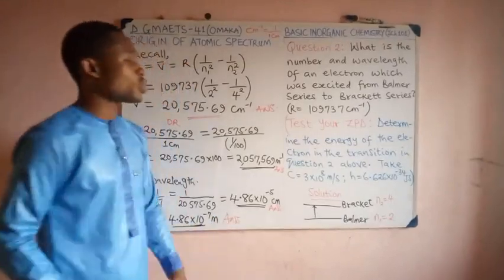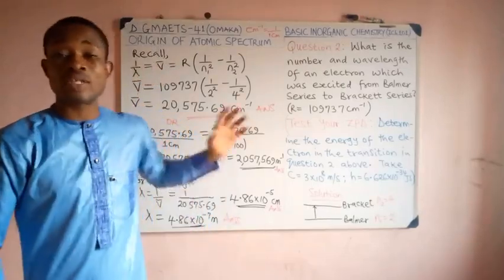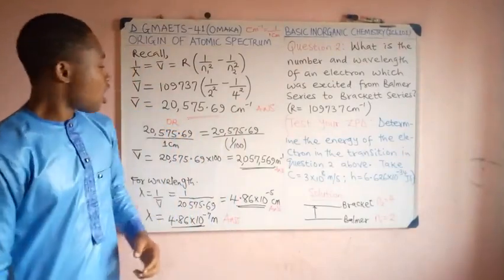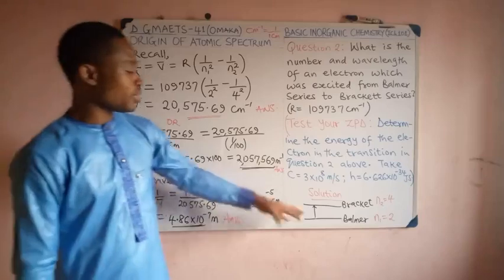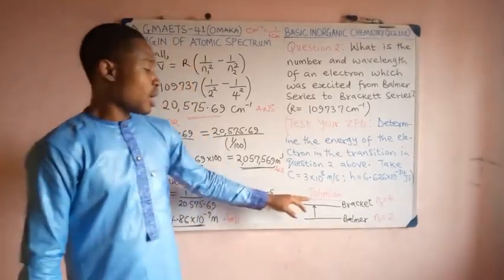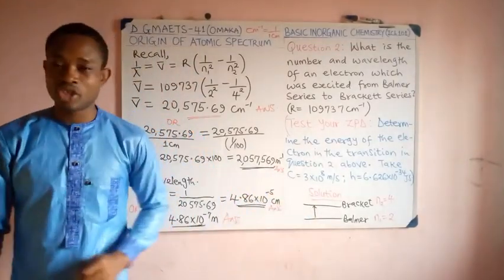So test your zone of proximal development place. Determine the energy during this quantum jump. And of course, you know how to do that. Get the frequency of what happens in the Balmer series at this point. Then get the frequency at this point. Is that okay? And then find the energy difference.